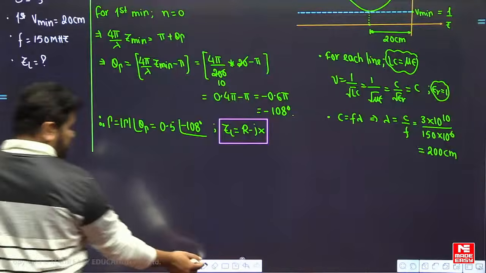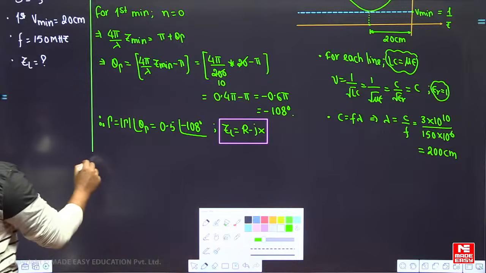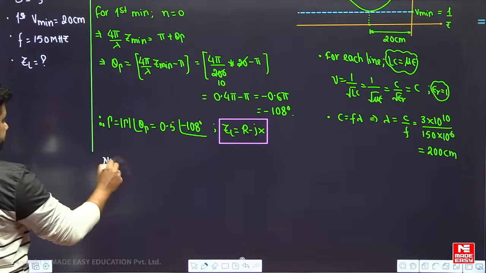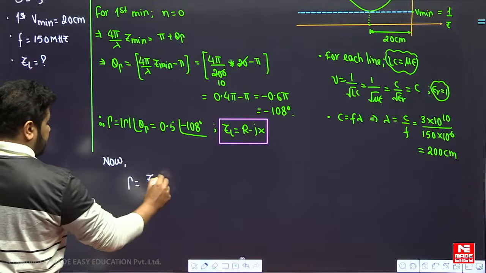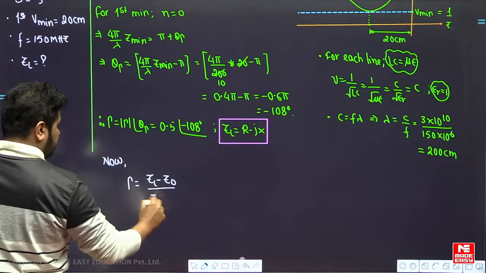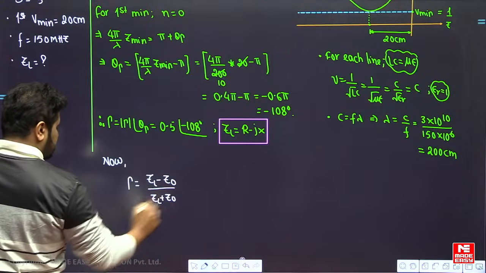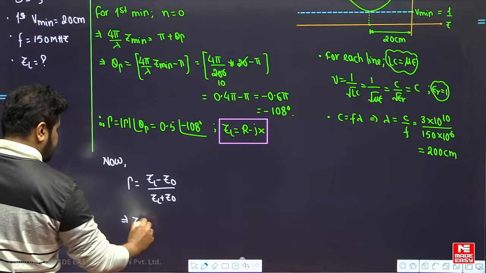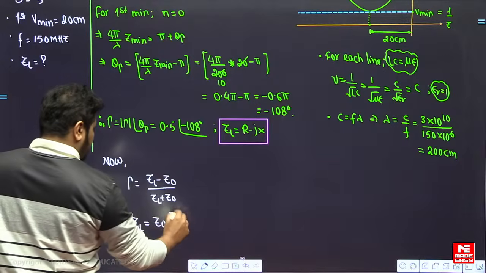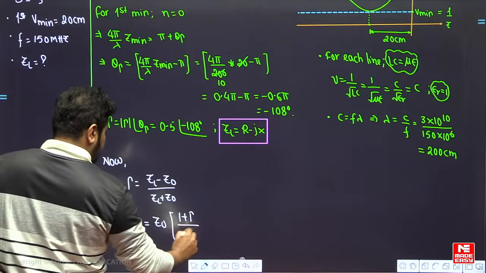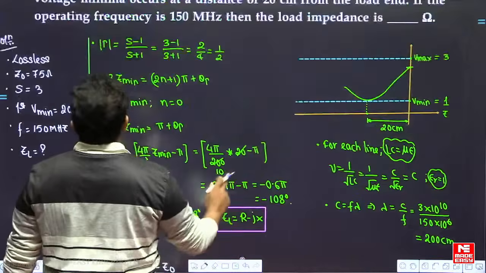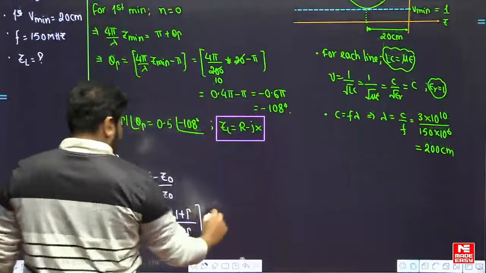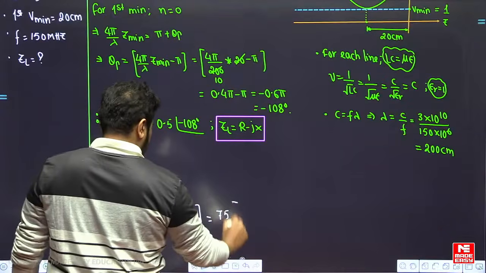Now what do you have to do? We know that gamma is equal to ZL minus Z0 upon ZL plus Z0, right. So from here I will get the value of ZL as Z0 times 1 plus gamma upon 1 minus gamma, right. Z0 is how much, given in the question? 75. So Z0 is 75.